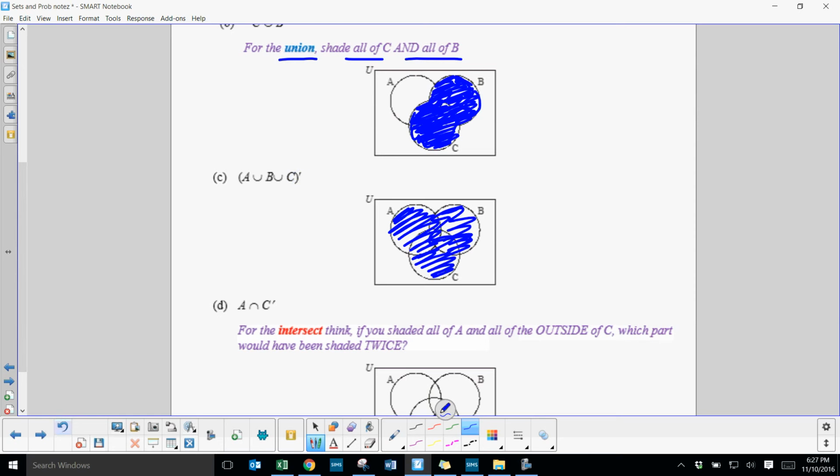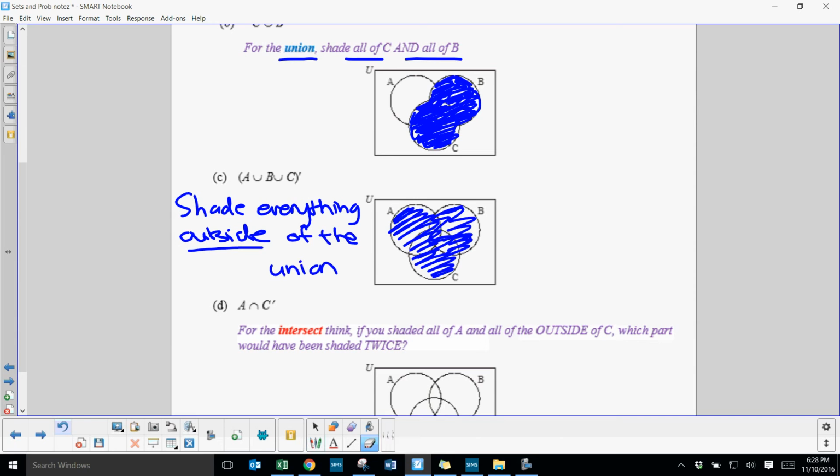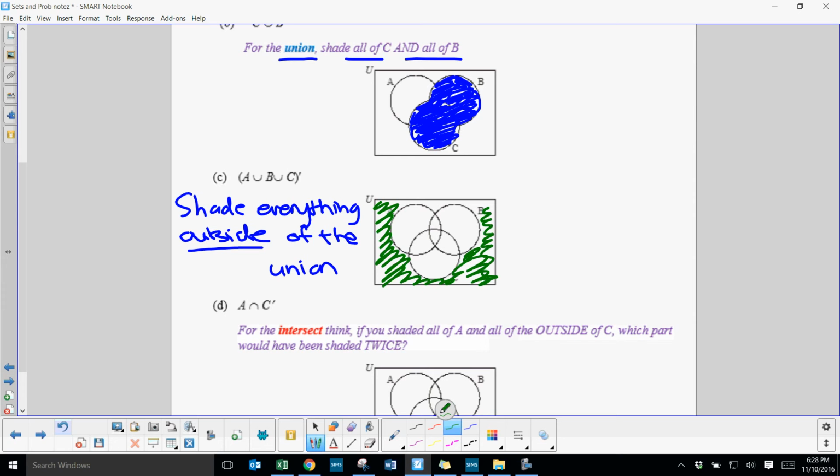So you might want to say, shade everything outside of the union. That might be a good note to say. So everything outside of the union will just be the outside of that. So it'll be this little outside region here. I'll try to shade it nicely, but quickly so I don't bore you. Yep, so everything outside of the union is what you shade basically.